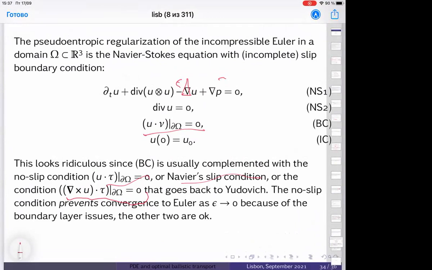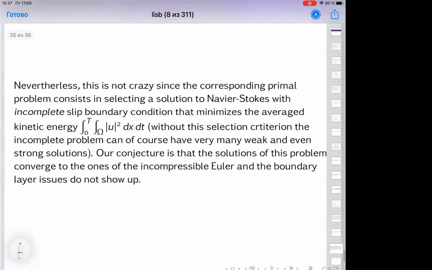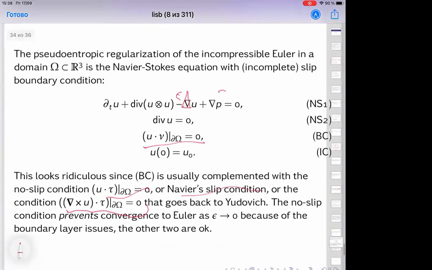No, I explain. Yes, I say that this looks ridiculous, but there is no epsilon in the boundary condition. But I explain why this is not completely crazy. Because, as Brenier suggested, we are not looking for all solutions. We are looking for the solution which minimizes the average kinetic energy, right? And if we do so, we look for the solution which minimizes the average kinetic energy along all the solutions with the slip. So now it's very unlikely that you will select the no-slip one, right?